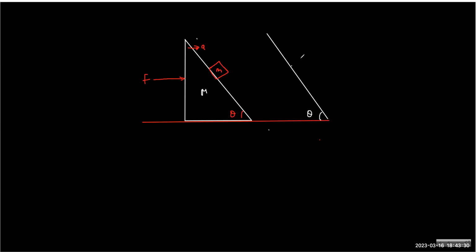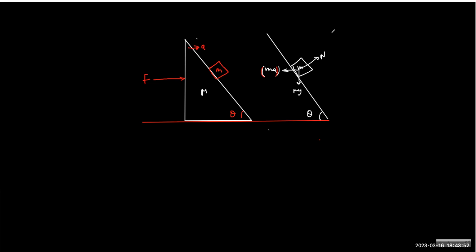So in the frame of the wedge, let's draw the FBD for the block. What are the forces? mA, mg, normal, correct? This is pseudo force, so not a regular force. Is this clear?